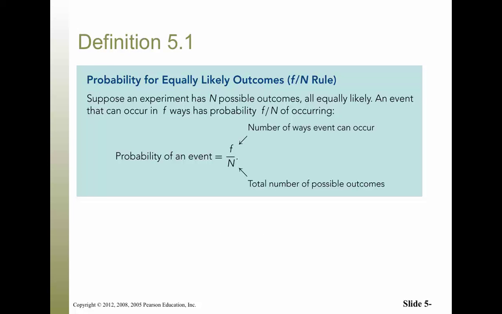Okay, so here's the summary. We've already kind of written this down. If there are n possible outcomes, and an event can occur in f ways, it has a probability of f over n. So that's review. The number of ways the event can occur is the numerator. The total number of possible outcomes is the denominator. That sets up a ratio that could be as small as 0 and as big as 1. And as you move from 0 to 1, the event is more and more likely.